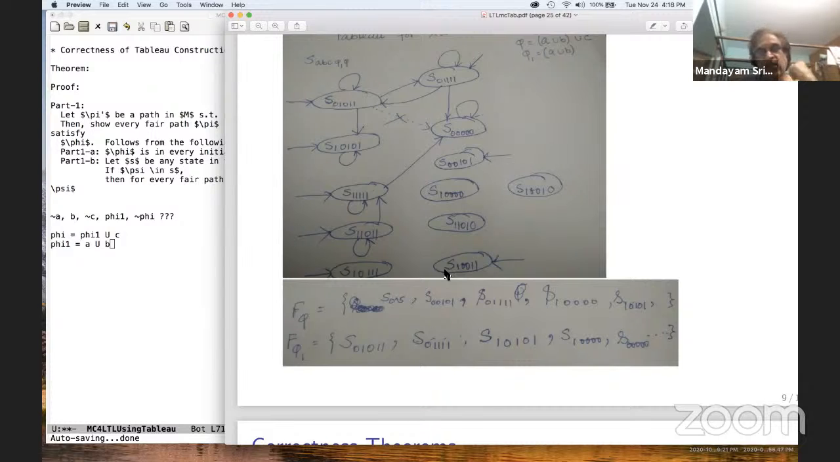Yeah, so that's how you define it. As you notice, there is one mistake here. There is a missing state here that you will have to include. So as an exercise, I very much encourage you to complete this tableau.